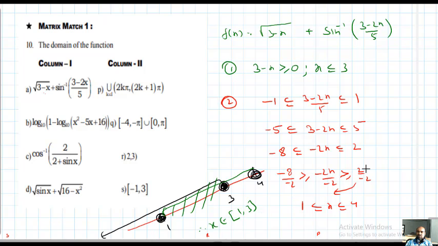Oh sorry, what I wrote here should get a minus sign. Here minus, here minus, means minus. Okay, closed minus 1 to 3 is the domain. I can go with S, which means A should be paired with S.